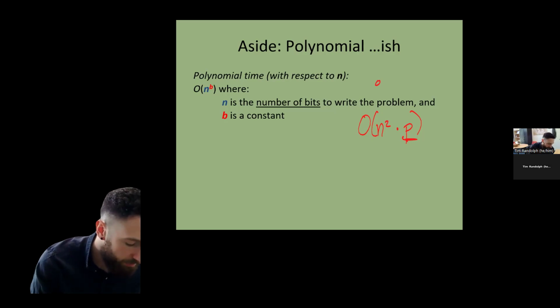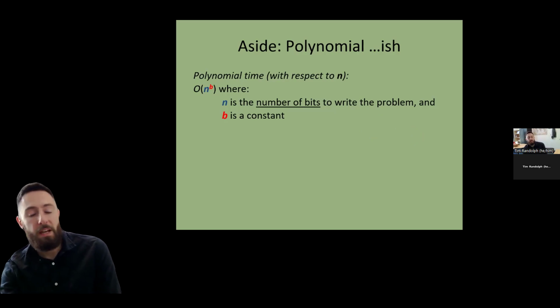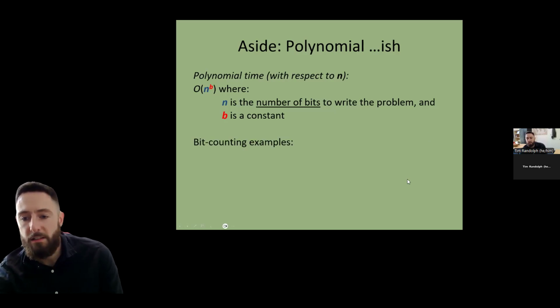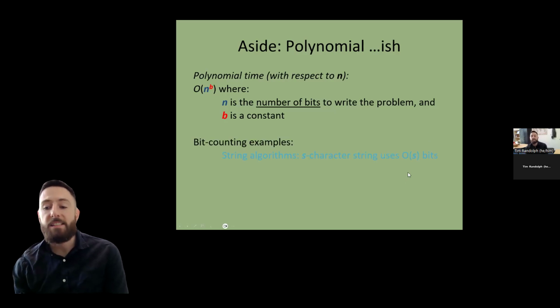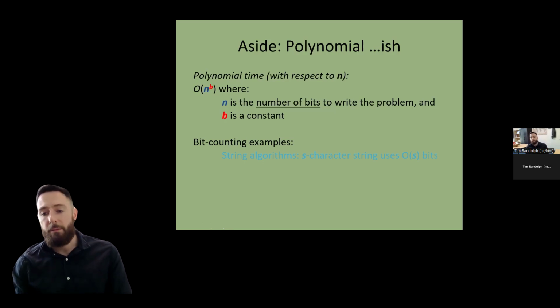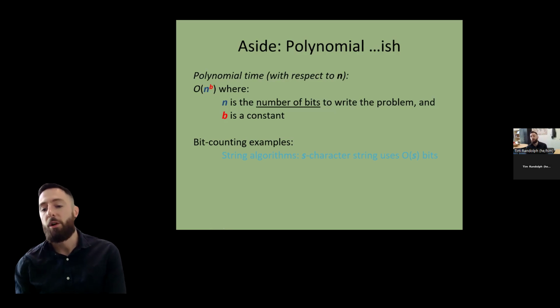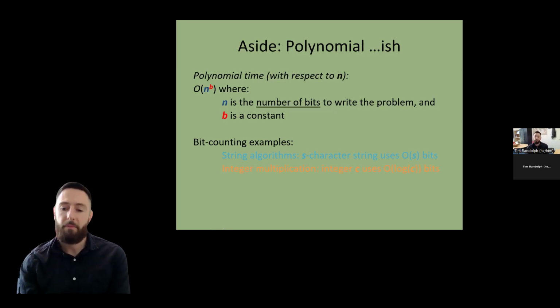We'll come back to what that means for us later when we design an algorithm that'll have another parameter involved in the runtime. But as some examples of how we've done this in the past, we can say things like an S character string uses big O of S bits, at least as long as we have a finite alphabet. So if I have some constant number of characters, I'll need a constant number of bits to encode each character. So I'll need big O of S bits for an S character string.